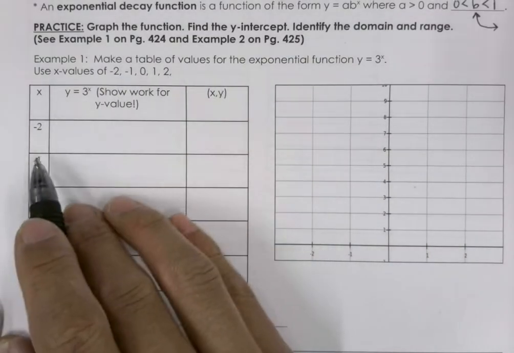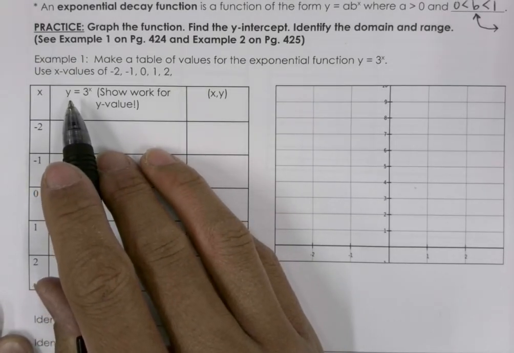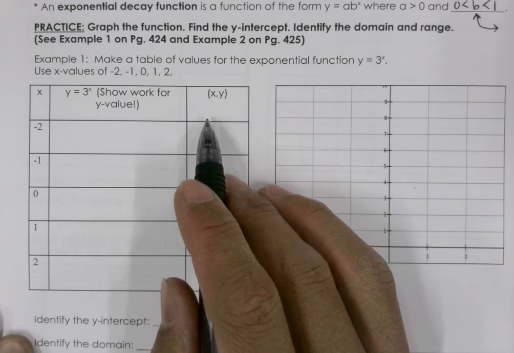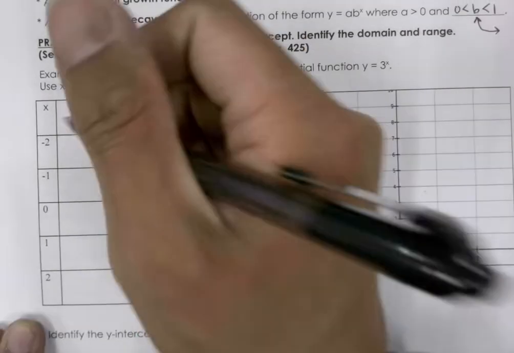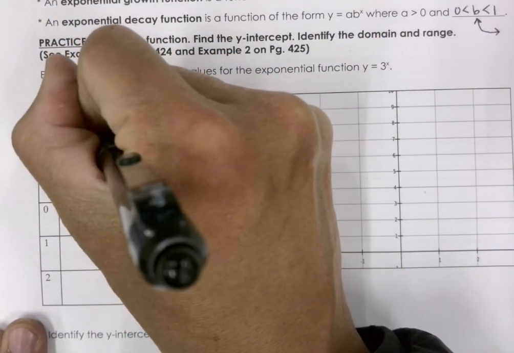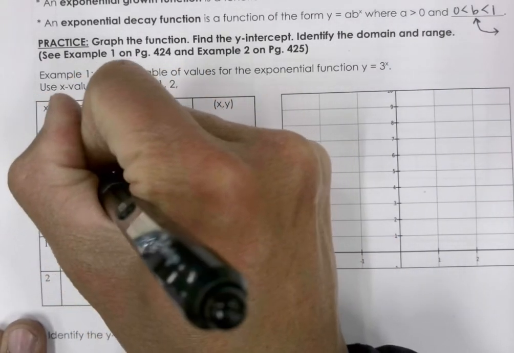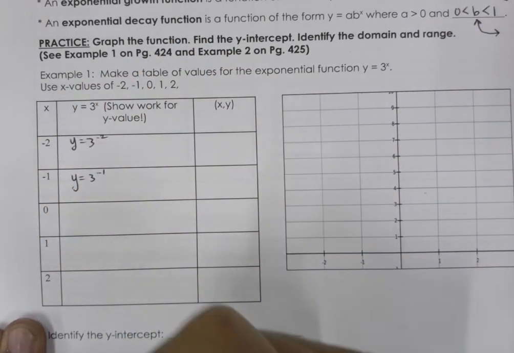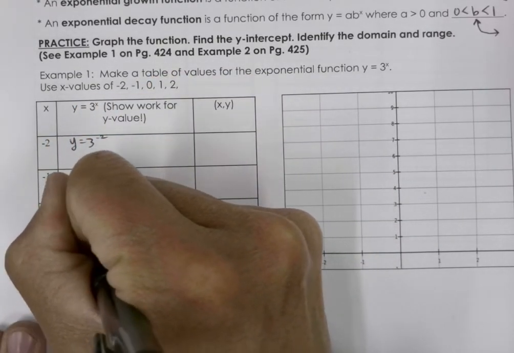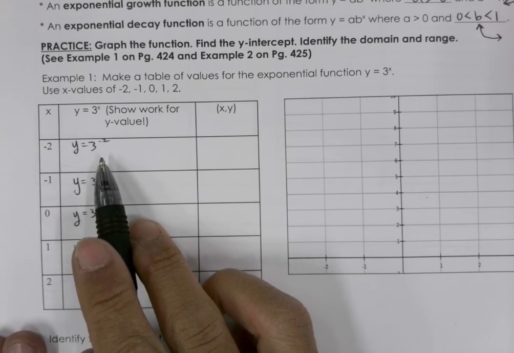So we have this chart. We have the x values filled in. We have our function in the center column, y is equal to 3 to the x. And we are to work out what y is so that we can create our ordered pairs. So for the first one, we have y is equal to 3 to the power of -2. The second one, y is equal to 3 to the power of -1. For the third one, y is equal to 3 to the power of 0. Y is equal to 3 to the power of 1, and y is equal to 3 to the power of 2.